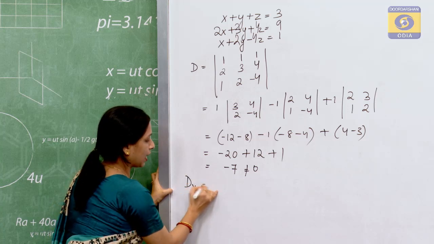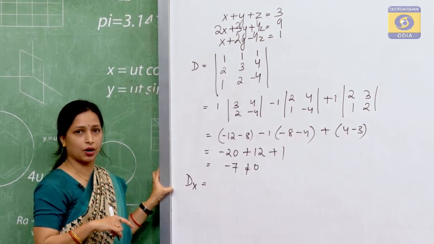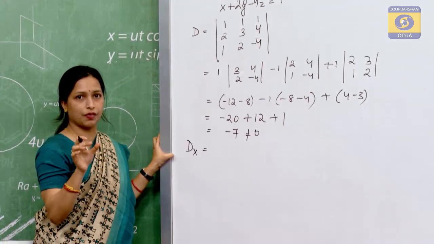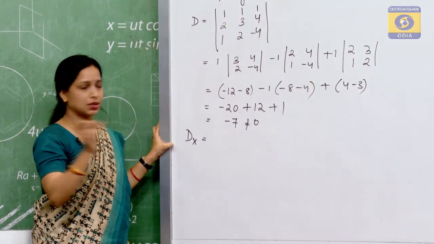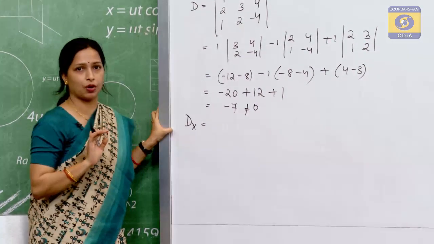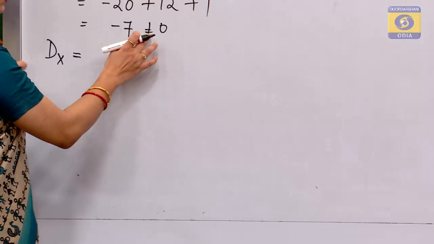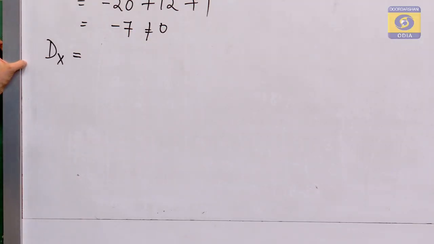Now, like how we did it in second order determinant, we substitute the values of x coefficient with the known values. The same step has to be followed here also. So, the determinant here is not equal to 0, so we can use Cramer's rule now. So, first we need to find out dx.